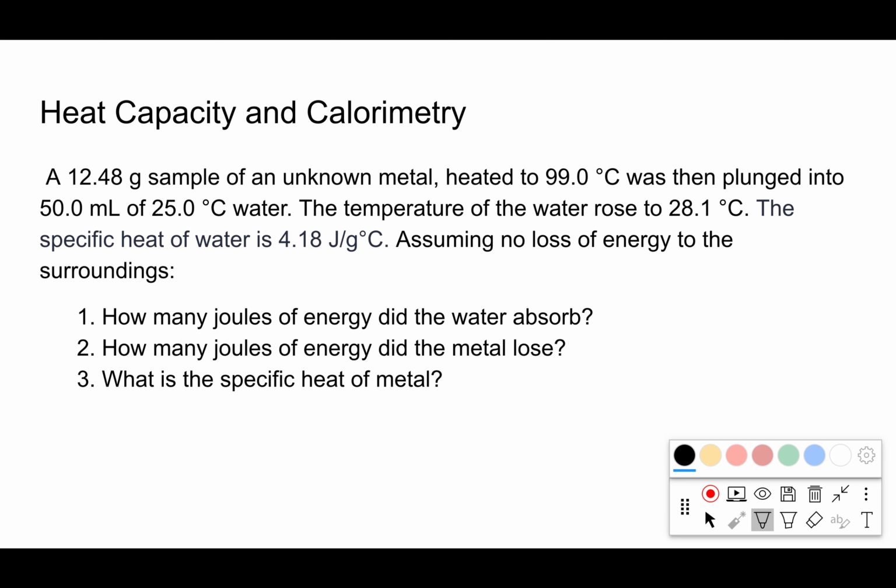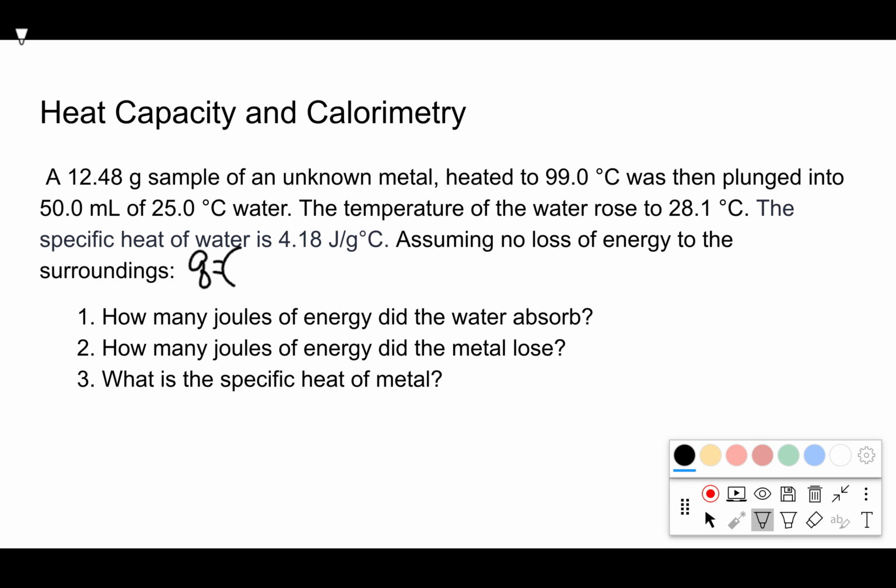The temperature of the water rose to 28.1 degrees Celsius, assuming no heat is lost to the surroundings. It's asking us questions. First, it's asking how many joules of energy the water absorbed. So we're going to start by doing our Q equation for water. My equation for Q is mass times specific heat times change in temperature. And I have the mass of my metal, but I don't actually have the mass of my water.